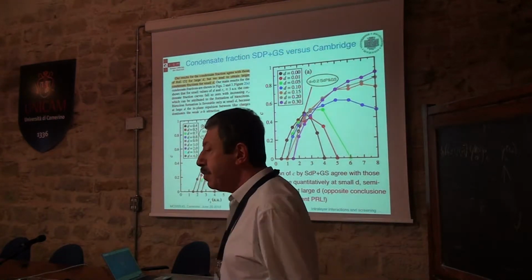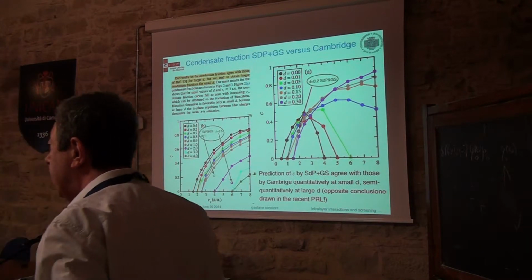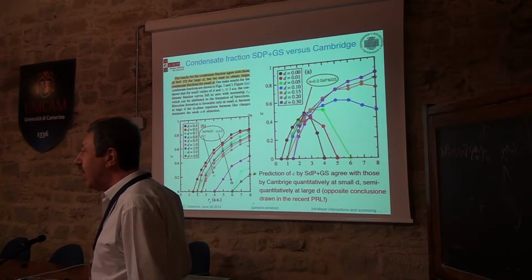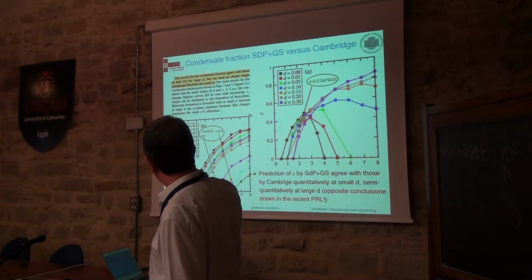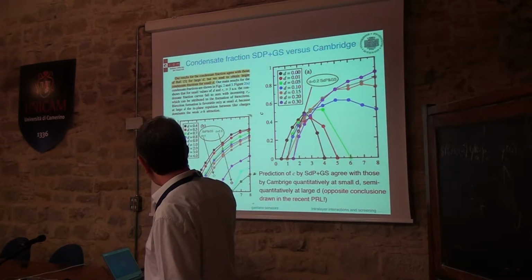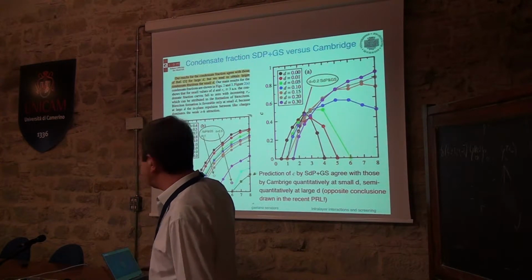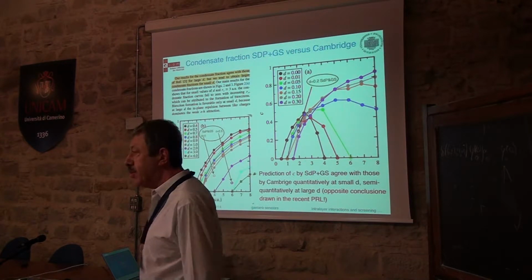Here I have some... I do not agree with the statement which is contained in the Physical Review Letters paper, and I will substantiate my opposition to that statement with the facts. They say that our result for the condensate fraction, this is the Cambridge group, agrees with those of reference 5, which is us, for large d, but we tend to obtain a larger condensate fraction for small d.